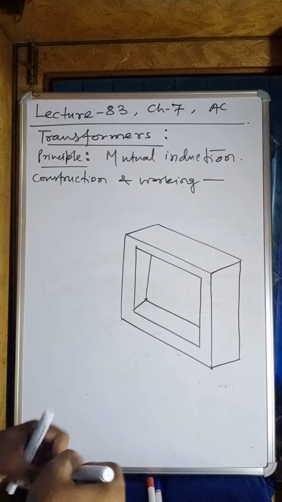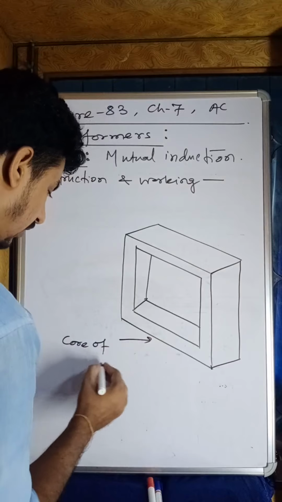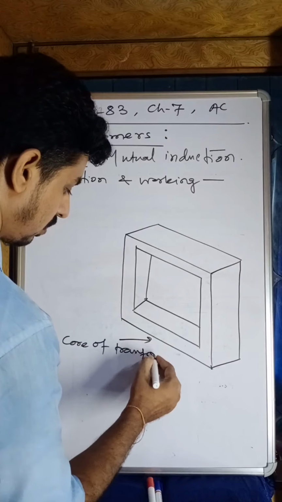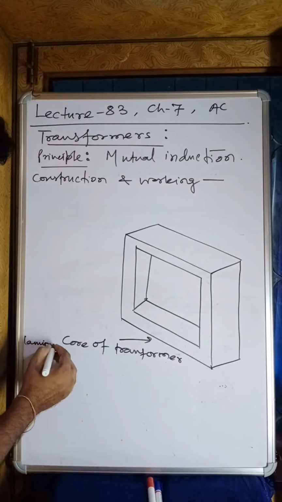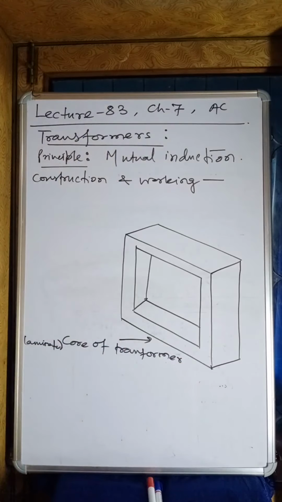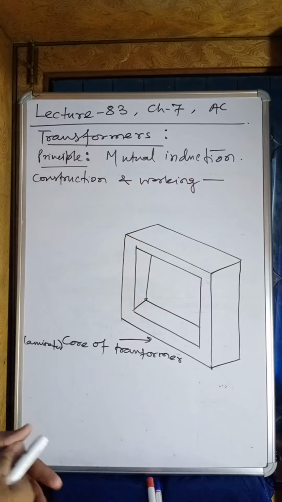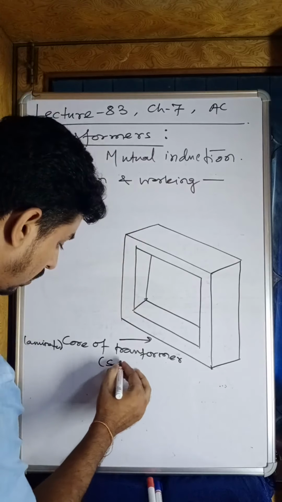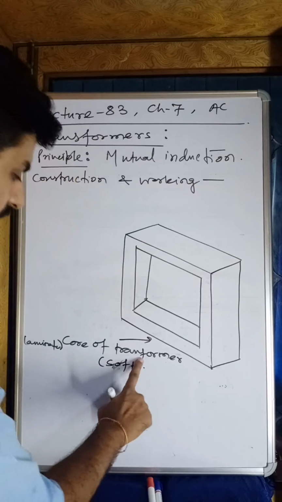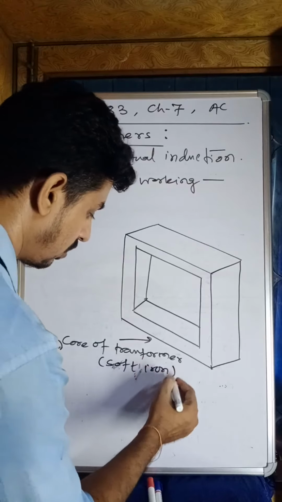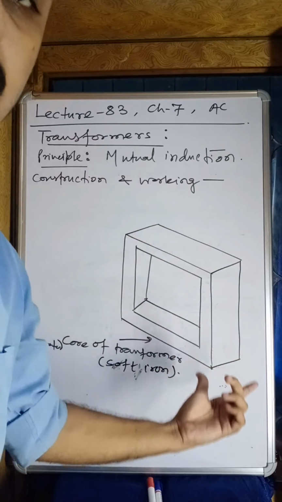This is the core of transformer. Remember, this is the core of transformer. Actually, it is the laminated core. And it is made up of soft iron. Soft iron core. Now remember, my dear students, this is not one piece of iron of this particular thickness.